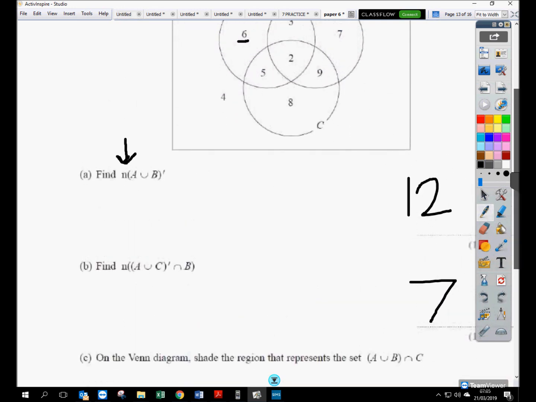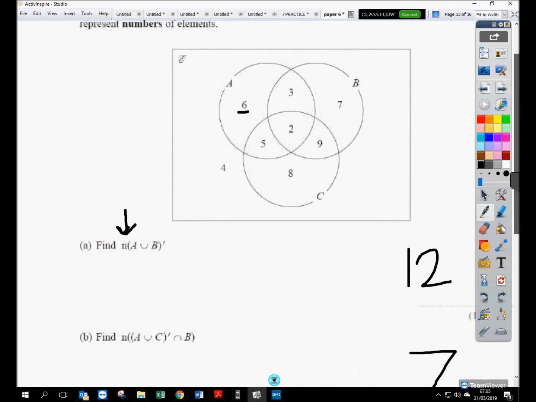And the last one, to shade the region A union B and C. So let's take a look at A union B. A union B is everything in A or everything in B. Okay, that's A union B, and it's in C. So which of these numbers are in the green bit, but also in C? And that's this bit here. Okay, it's within the C circle and it's in the green area. So in the exam, the bit that I've cross-hatched, this is the bit that you shade. It's this area here.